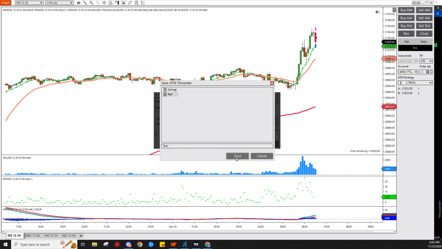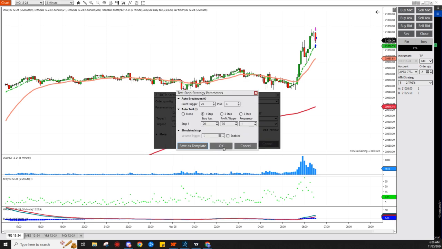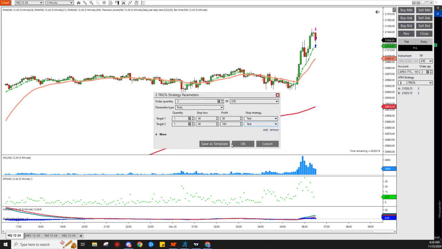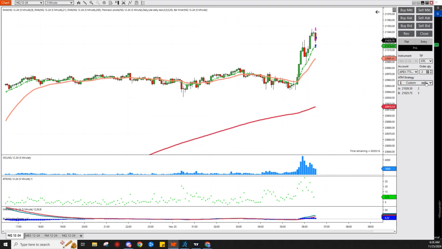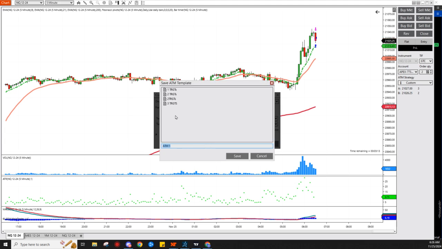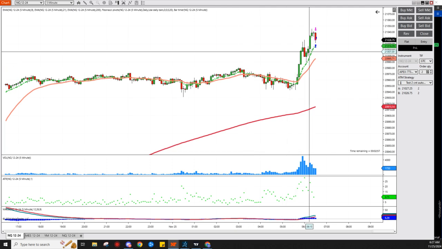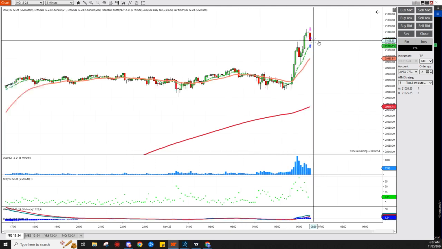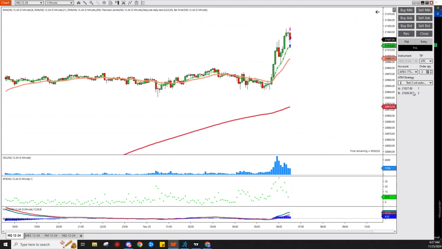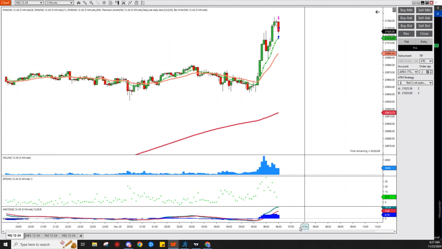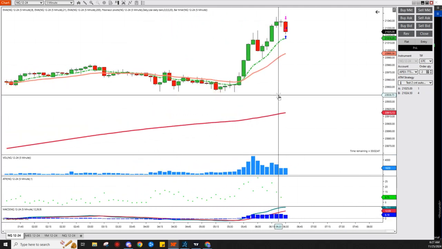Save as a template, do the test, save, yes, okay, do the test, save, do it again, template, test, check contracts, auto, save, okay. Well, I know it just happened, but hey, it is what it is. That's what I get for not setting my things up properly. That's all it is.